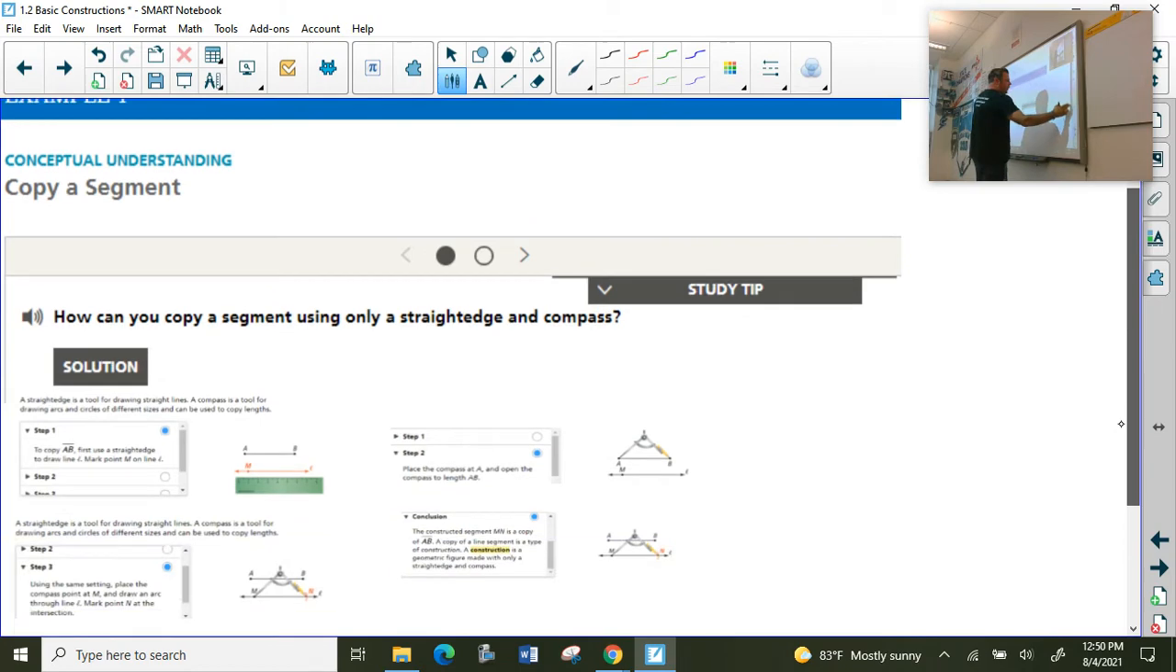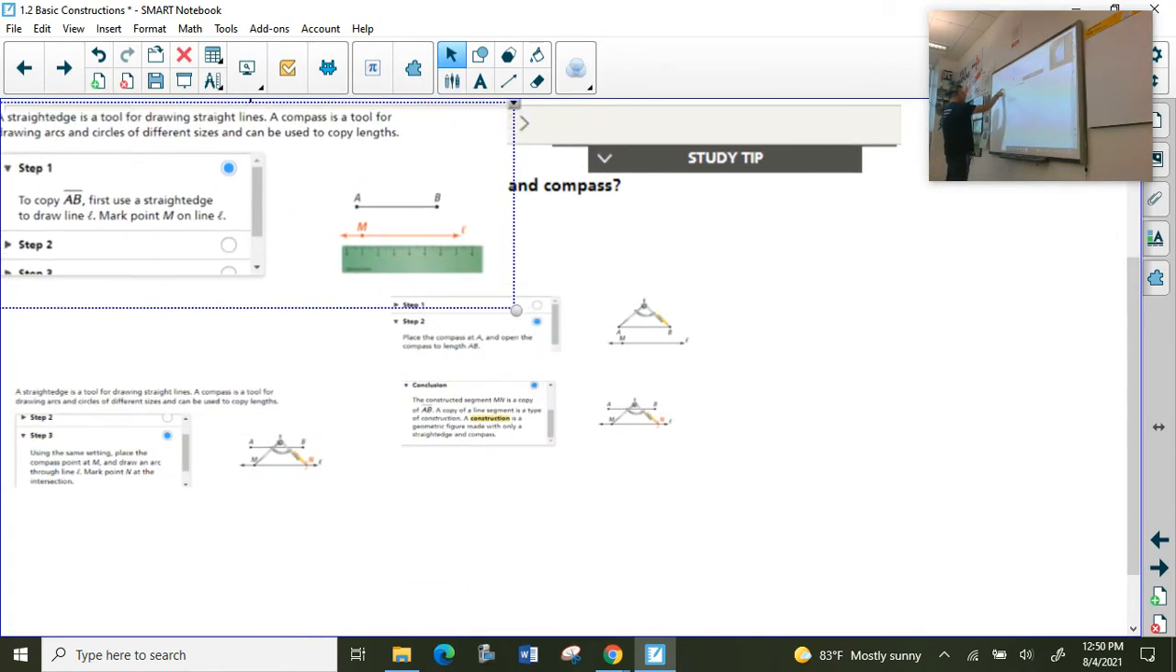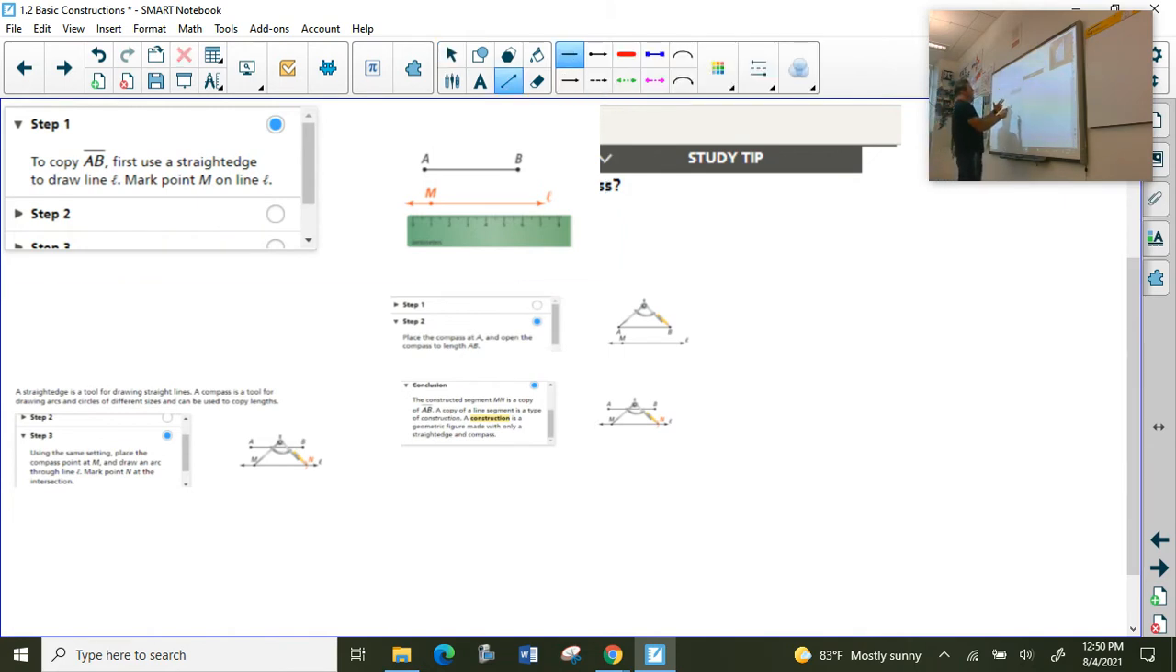So now the book is going to have all these steps in here. I'm just going to take a ruler and copy it. I mean, you could do that, but we want to use a compass and a straight edge. So the first thing you need to do is, let's say we already have line AB.